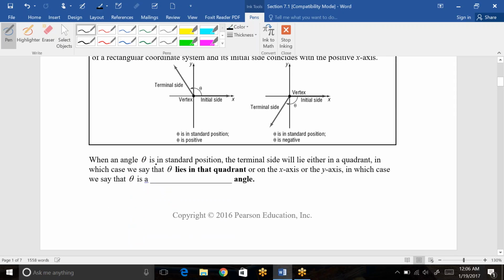When an angle is in standard position, the terminal side will be in a quadrant, or it could also be on one of the X or Y axes. So if it lies in a quadrant, we will actually say that theta lies in that specific quadrant. In the case that the angle ends on the x or y axis, we call that a quadrantal angle. It's a little bit of a funny name.